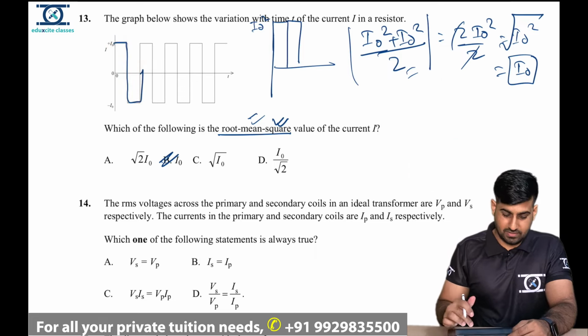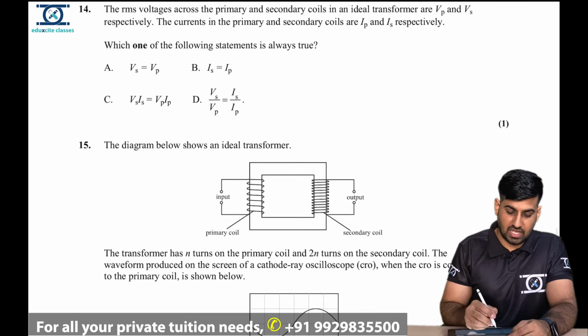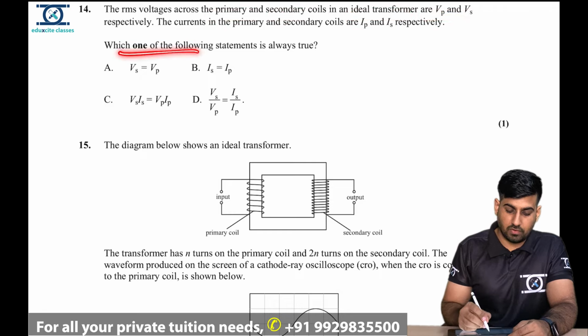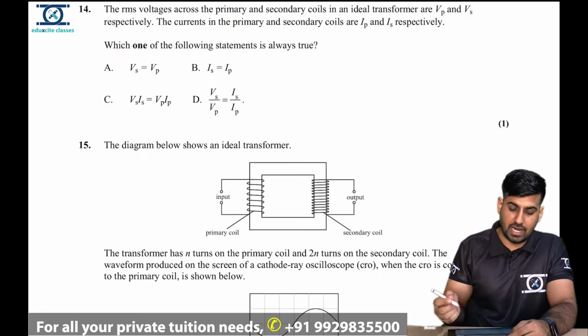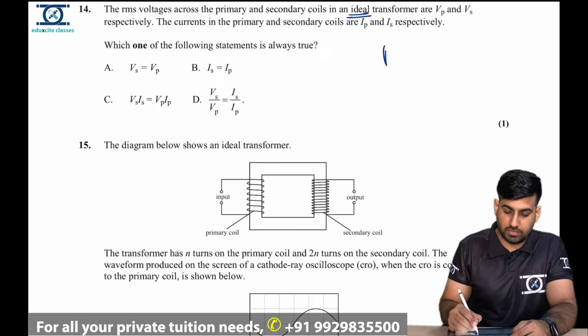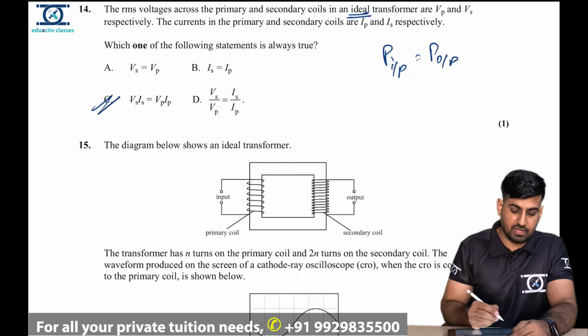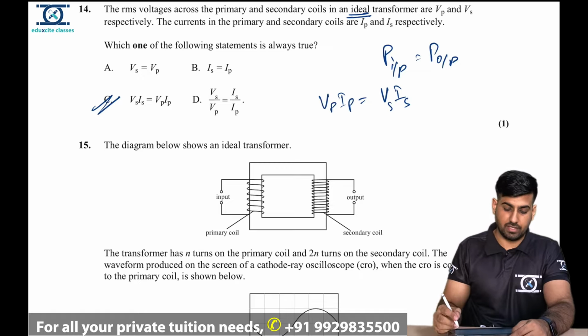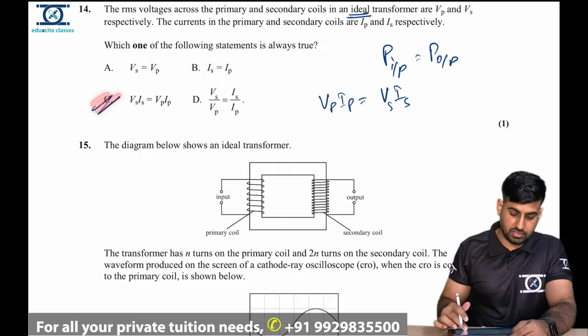Okay. Question number 14 now. The RMS value across the primary and the secondary coil in an ideal transformer is given. Which one of the following is always true? For an ideal transformer, it means 100% efficient. So power input is equal to power output, which means the secondary power is V into I. So Vs Is is equal to Vp Ip, where p and s stand for primary and secondary. So option C, it's a direct question.